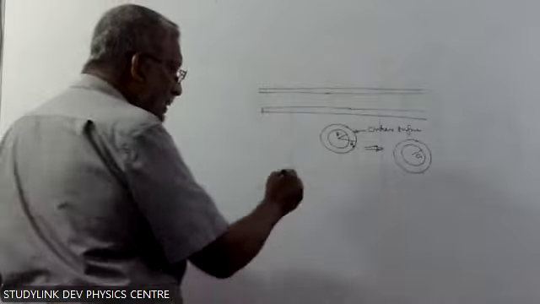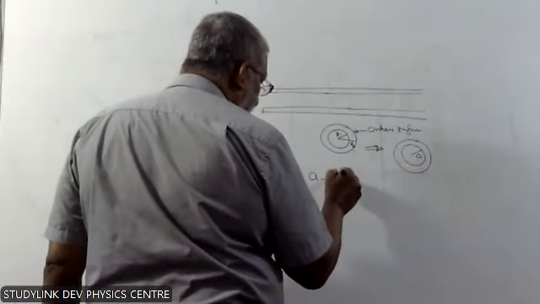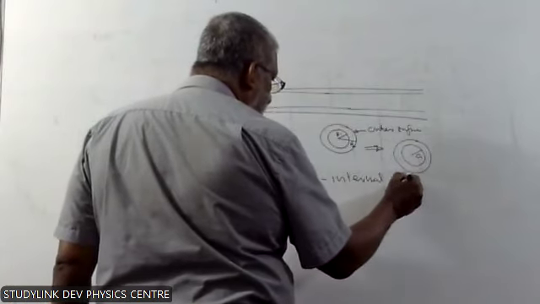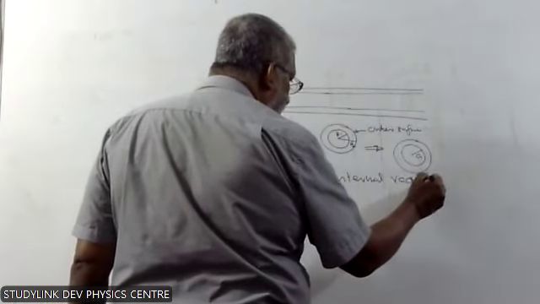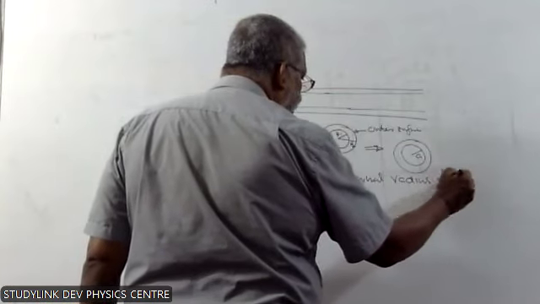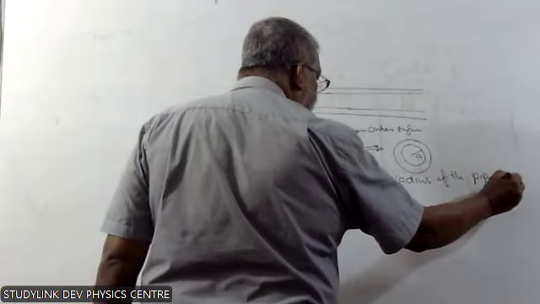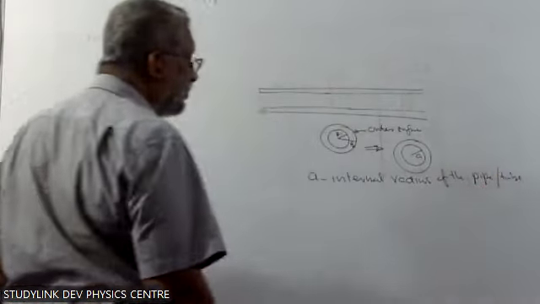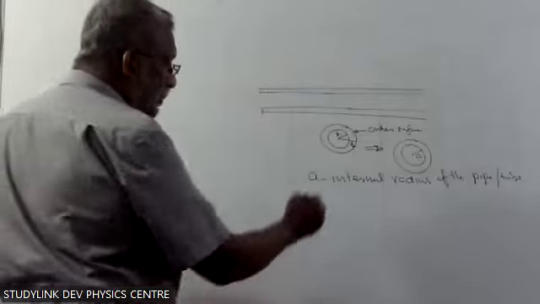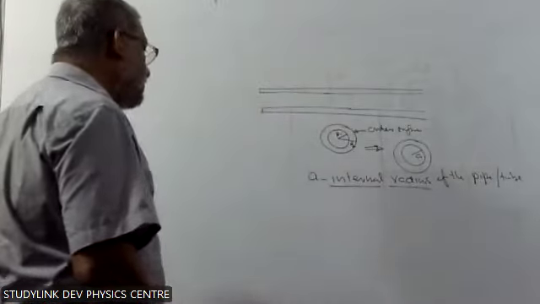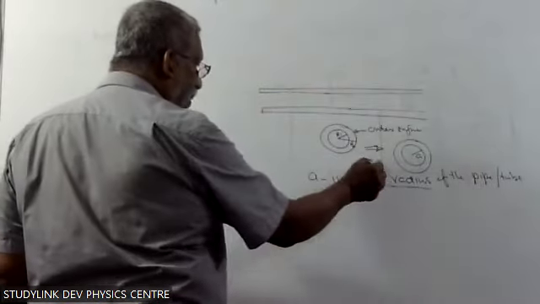A is the internal radius of the pipe or tube. This is an important thing, the internal radius. This part is very important.